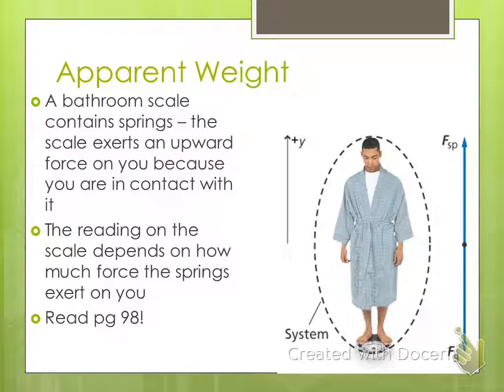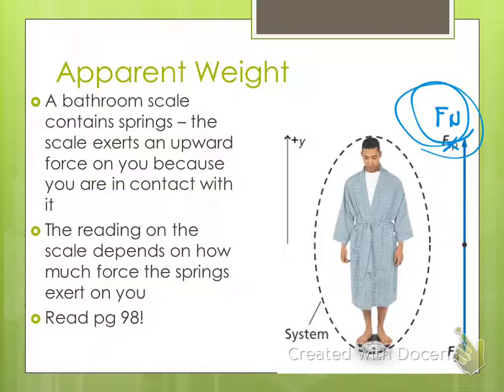The scale exerts an upward force on you, which we usually call the normal force. I don't really like it when it says force of the spring. This is usually the normal force. So we're standing on a scale. Gravity's pulling us down. The scale is pushing back up on us, which we'll call the normal force. So this right here is what the scale will read. That's how we solve for these problems when we're dealing with a scale. So the reading on the scale depends on how much force you are exerting on those springs, because it has to exert that same force back up on you.